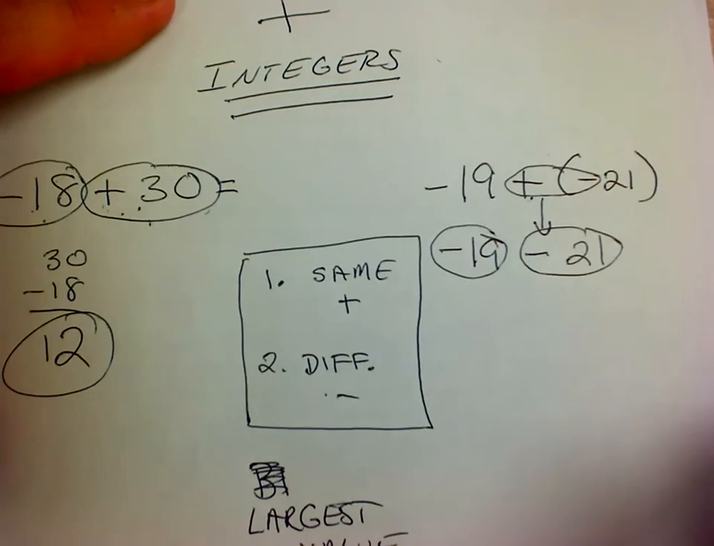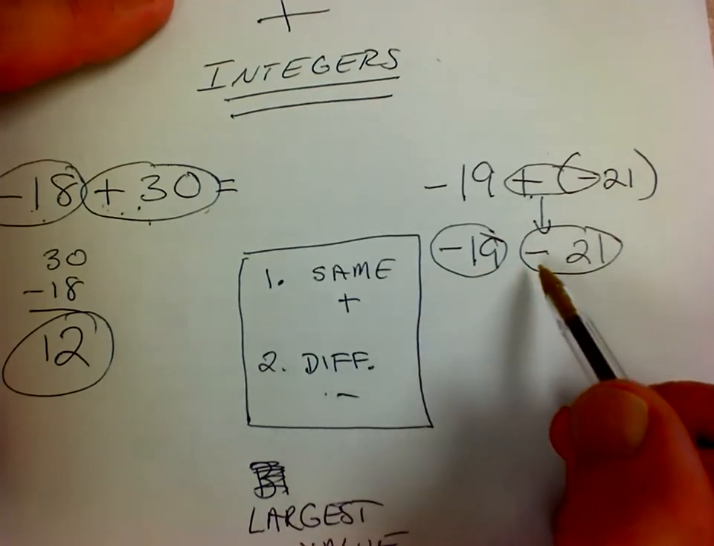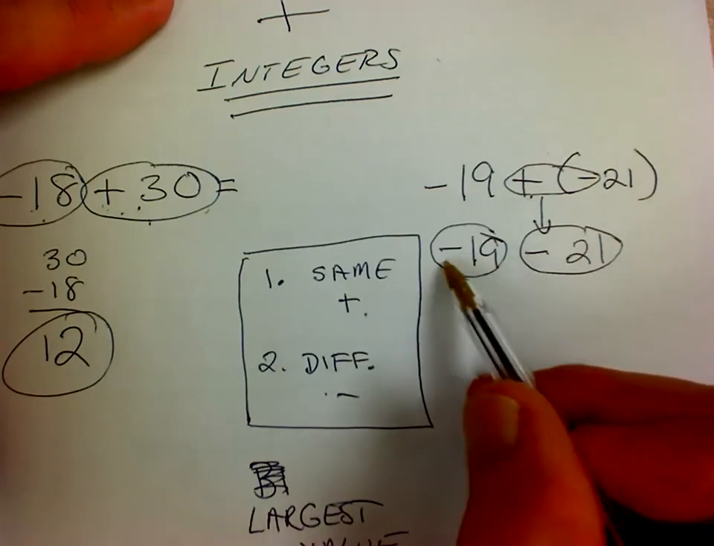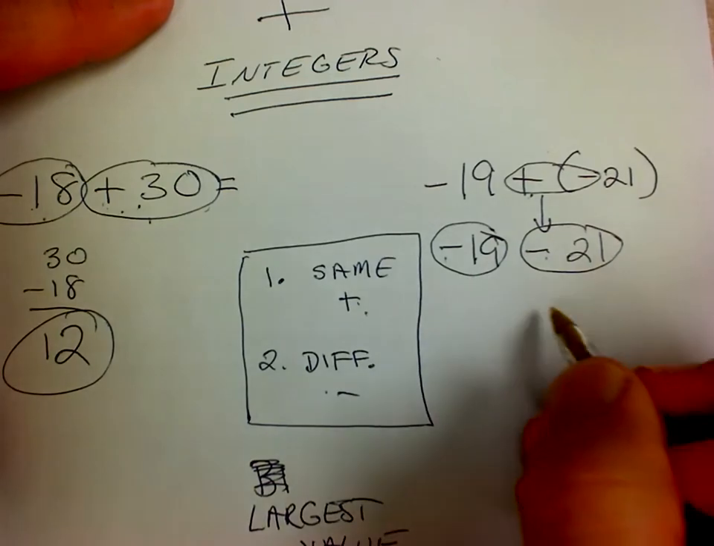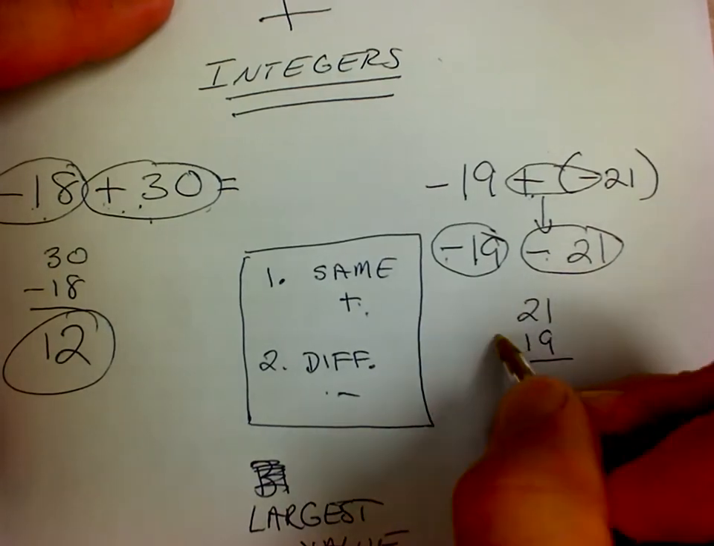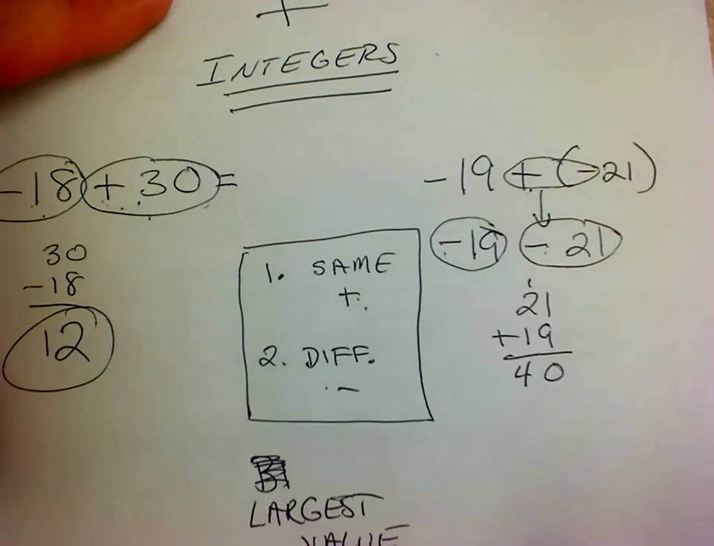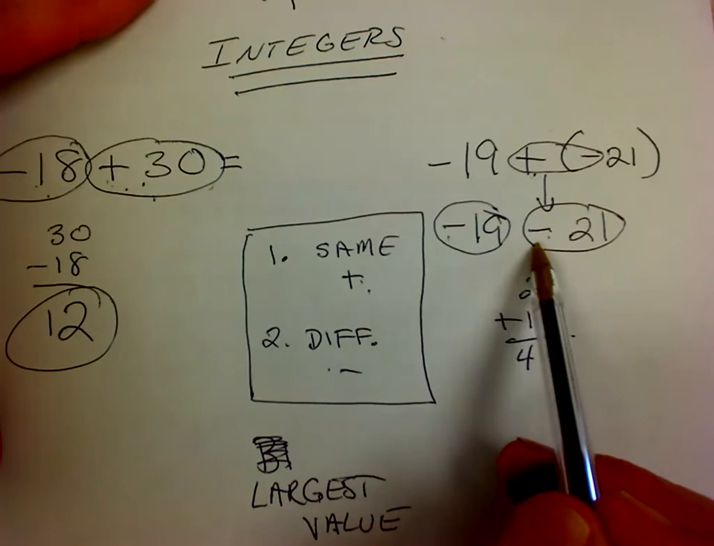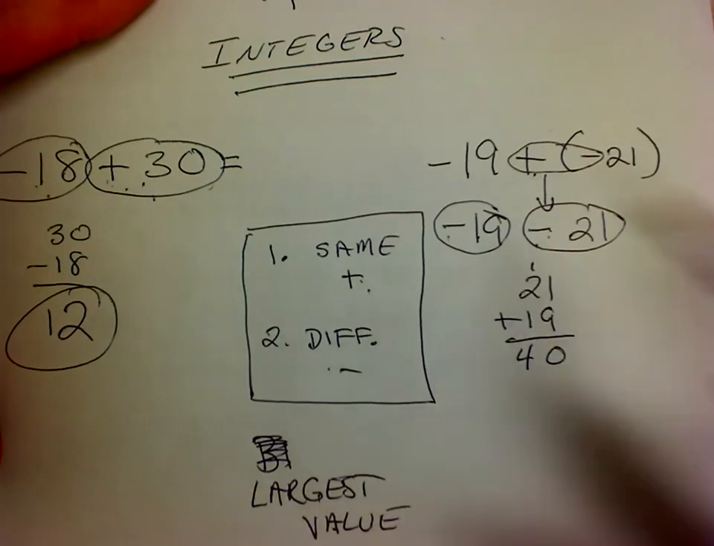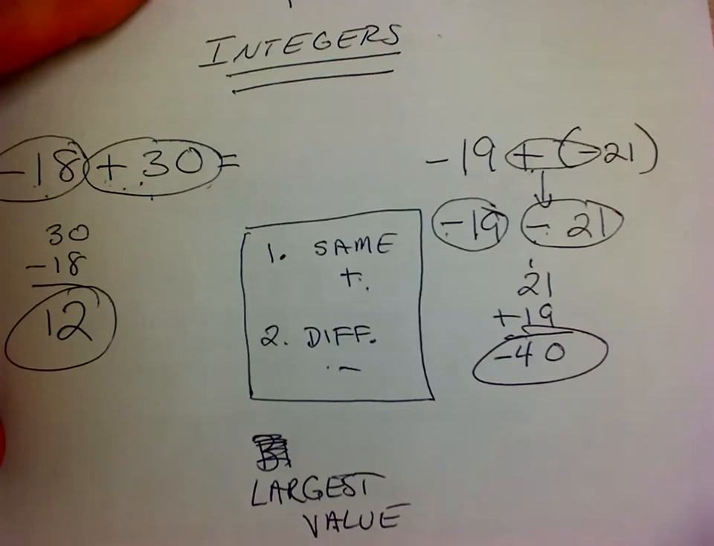Now that we have it simplified, we can circle our two terms. Our two terms here have the same sign, negative, negative. So if our signs are the same, we're going to add those together. So 21 plus 19 is a 40. Again, our rule, look at your largest value. Our largest value in this problem is negative. So our answer is negative 40.